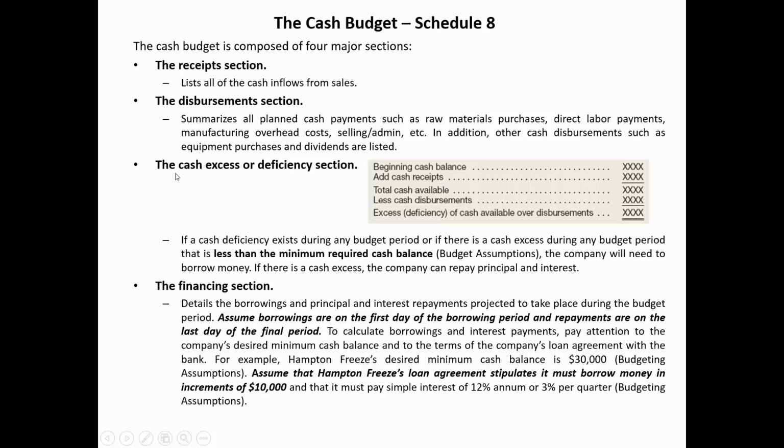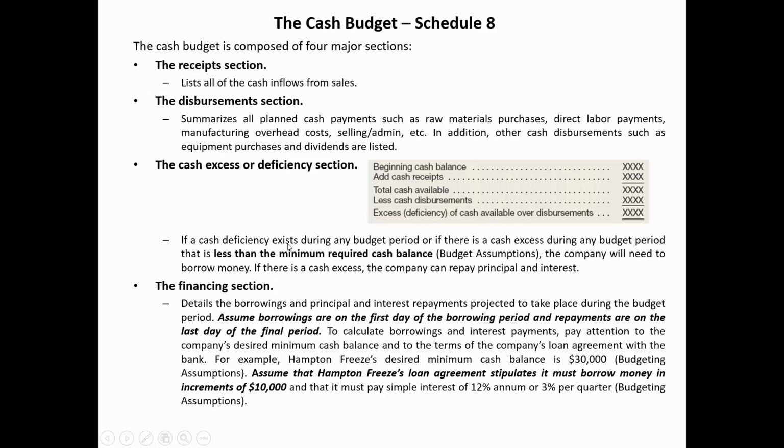So now we have to calculate whether we're going to have a cash excess or a deficiency. We're going to start with our beginning cash balance, which will be from the beginning balance sheet. We're going to add up total cash receipts for the year. That's going to be our total cash available. Then we're going to subtract out all of our cash disbursements for the year, and then this will tell us whether we're going to have an excess or a deficiency of cash available.